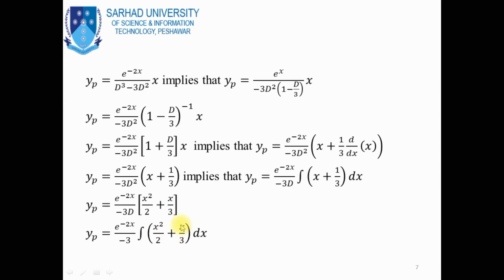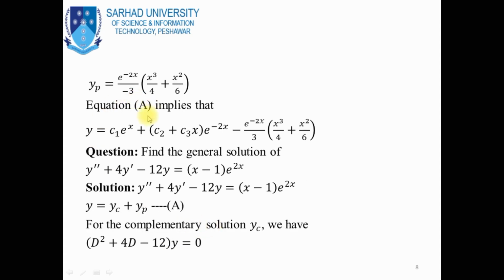You see over here, the integration of x is x square by 2, and 2 3 the 6. So we obtain the particular solution e power minus 2x divided by minus 3 into x cube by 4 plus x square by 6. Now putting this particular solution and the complementary solution in equation number A, we obtain the general solution: c1 e power x plus c2 plus c3x into e power minus 2x minus e power minus 2x divided by 3 into x cube by 4 plus x square by 6.